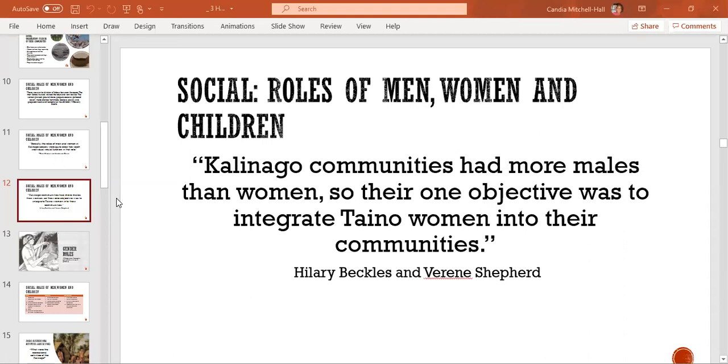Say for instance, somebody kidnaps a Taino woman. What you're going to find is that when she goes to her new location, she's going to bring some of her culture with her. She's not going to forget about everything that she learned in her village. She's going to bring some of her culture and some of her roles that she would have done in the Taino villages. And so, in fact, the Kalinago villages had more men than women, but one thing for sure was that most of the women that were actually there were Taino women in the society.